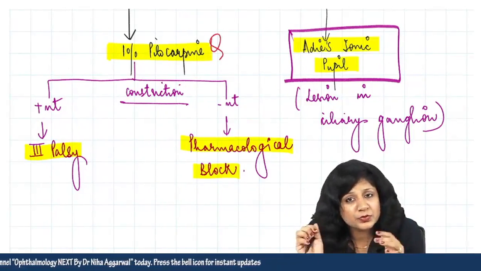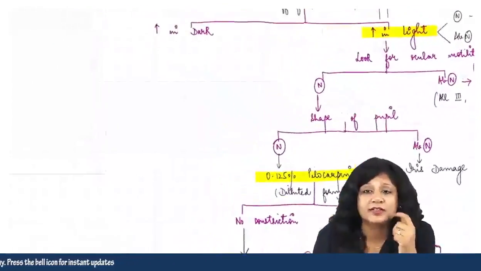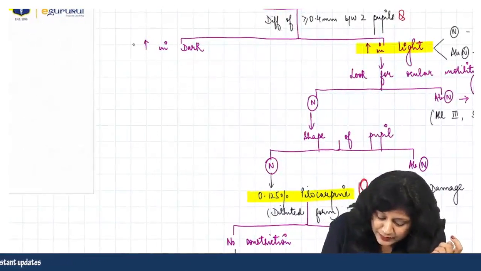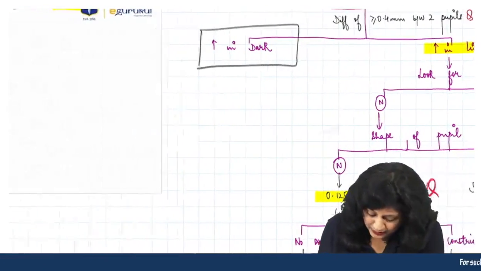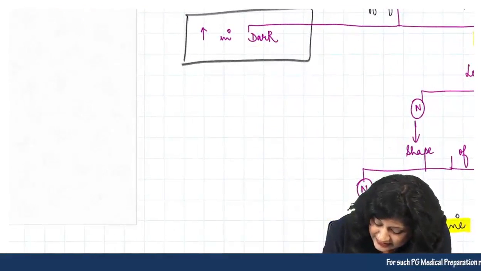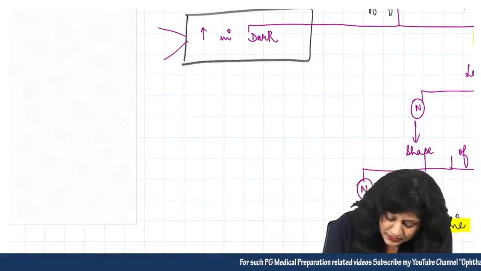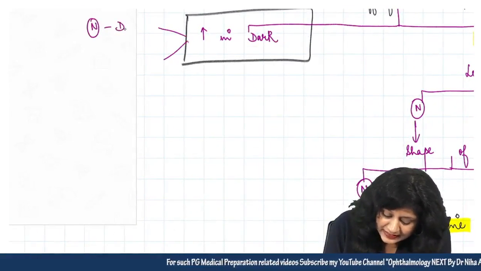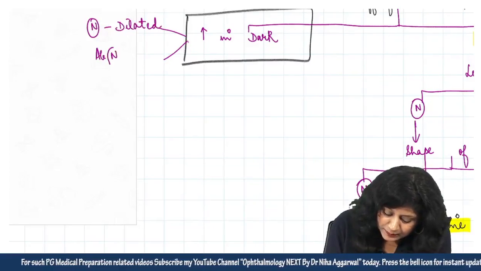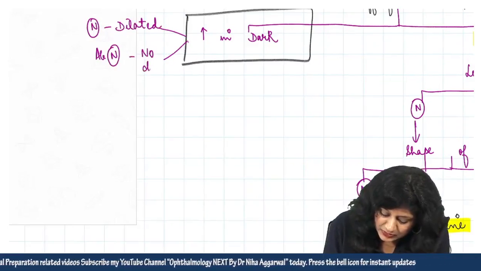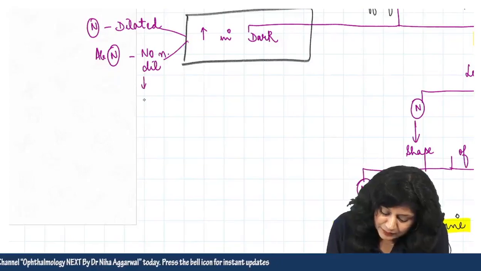Now the second option: if the anisocoria is increasing in the dark, then what is there? If it is increasing in the dark, this means two things. That means the normal pupil is dilating, but the abnormal one is showing no dilatation. Since the abnormal is not showing any dilatation, the problem will be in the dilator pupillae.